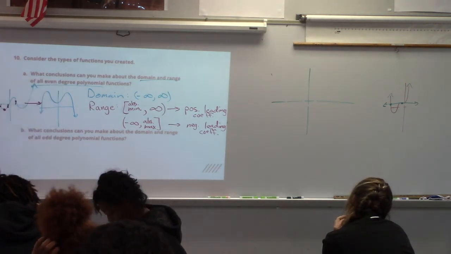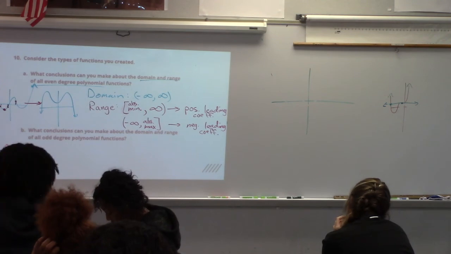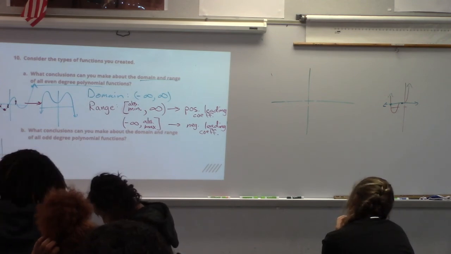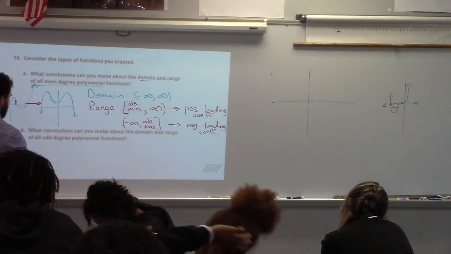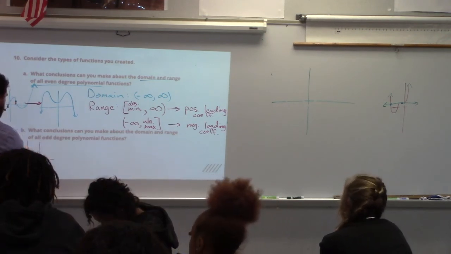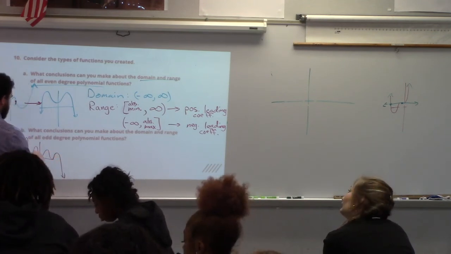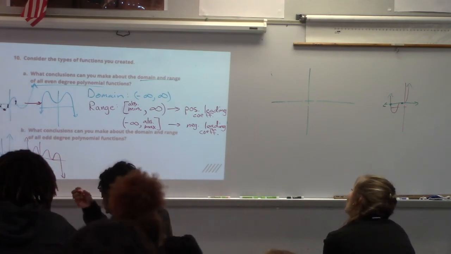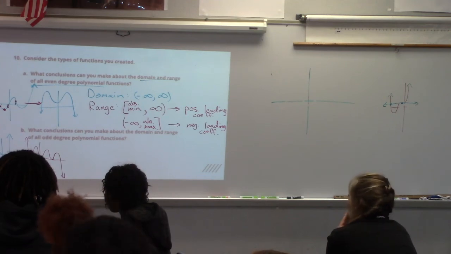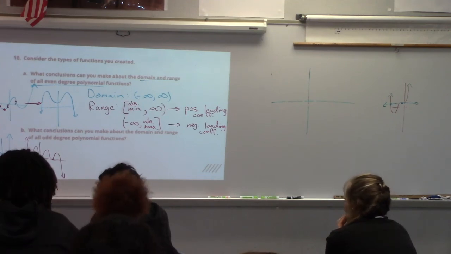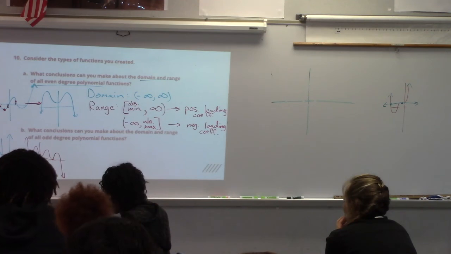Part B, we're moving on to odd degree polynomials. Again, there's only two possible end behaviors for an odd degree. Doesn't matter how complicated and convoluted that odd degree polynomial gets. Man, that's a beautiful one right there. And so those are the two possible end behaviors. What do we see for domain?